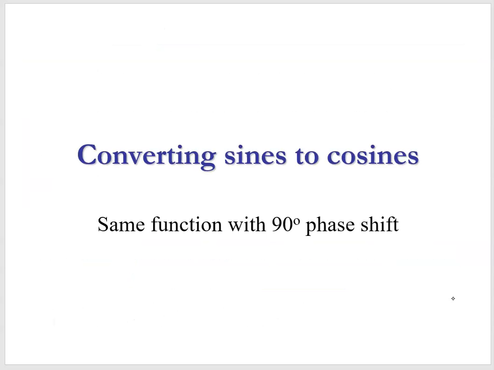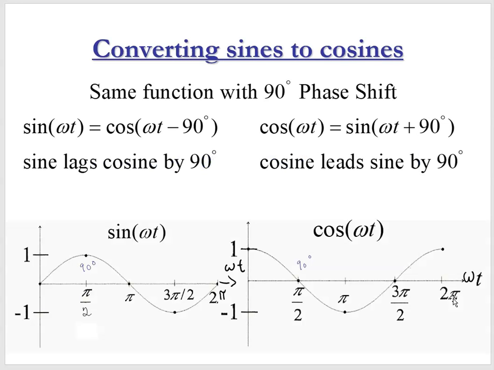So converting sines to cosines, it's the same function with a 90-degree phase shift. So we say the sine lags the cosine by 90 degrees. So if we're converting a sine to a cosine, we want to subtract the 90 degrees. Cosine leads sine by 90 degrees, so if we're converting cosine to sine, we want to add the 90 degrees.